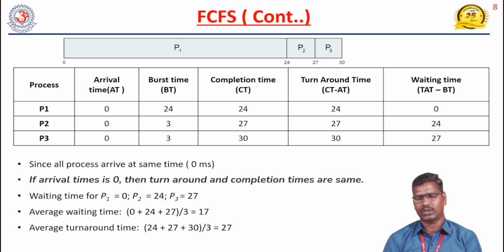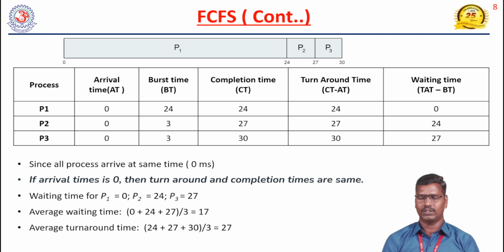Okay, here we want to calculate, using the terminologies we already discussed in CPU scheduling, how to calculate the turnaround time: turnaround time equals completion time minus arrival time. Here the completion time for P1 is 24, and the arrival time for each process is 0 only. So the completion time for each process will be the same as the turnaround time. Completion time for P1 is 24, for P2 is 27, and for P3 is 30 only.